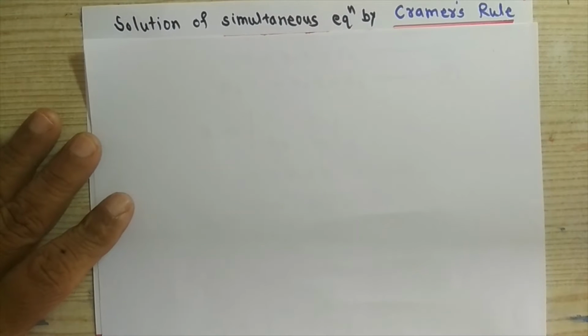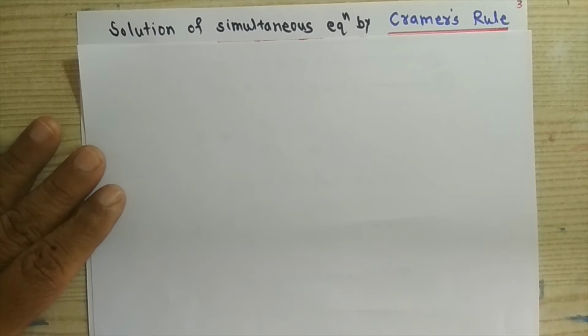Yes. Now we have to see how to solve simultaneous equations by the determinant method, another name for which is Cramer's rule. See here, solution of simultaneous equations by Cramer's rule. Very important rule, very simple one. We can easily calculate values in those equations.